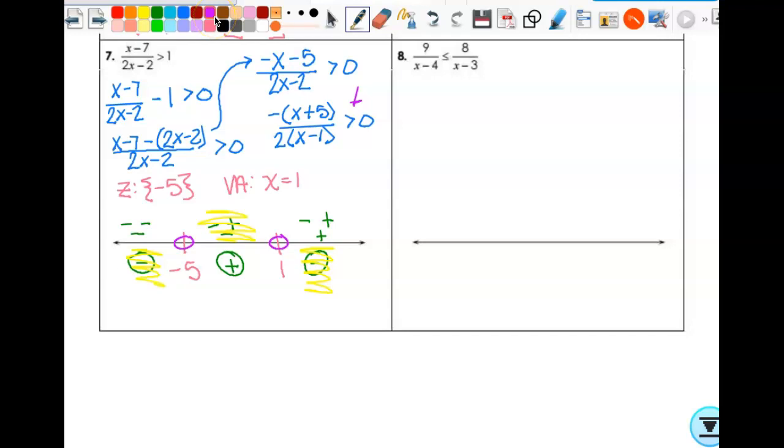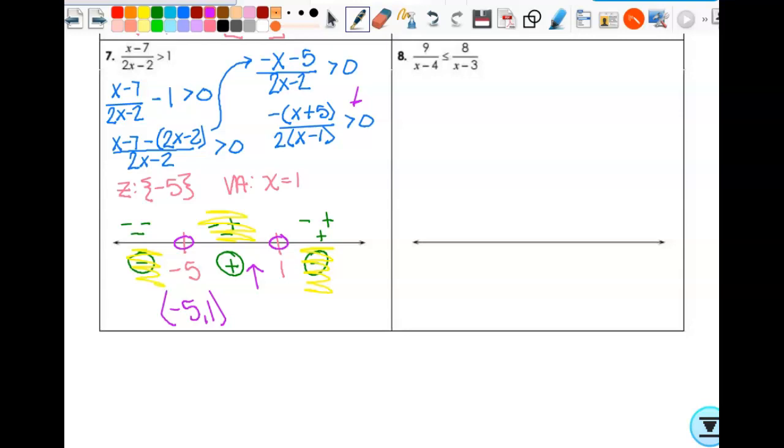And since it's greater than 0, that means I want it when it's positive. This is what I'm looking for. So I go from negative 5 to 1, and that's open, open because of the circles that I have on the number line. Okay. Any questions at all?